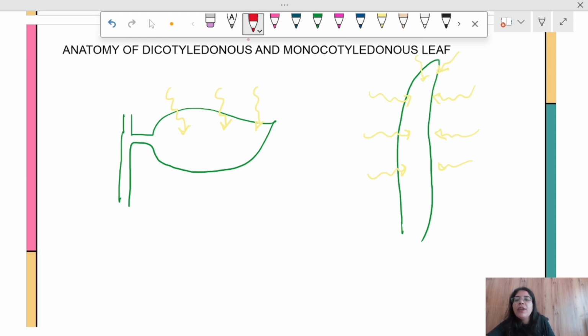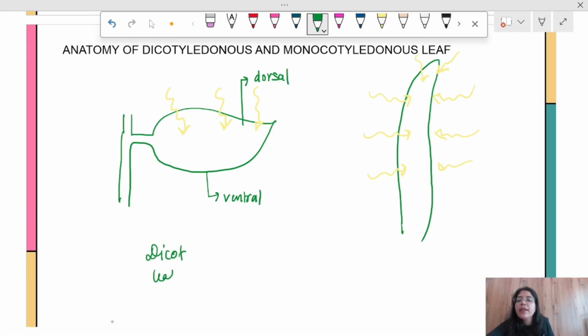Understood. So what will happen? This side will be considered as the dorsal side, and the hidden side, the back side, is considered as the ventral side. This dorsal and ventral side is present. That's why this dicot leaf is also called a dorsiventral leaf.